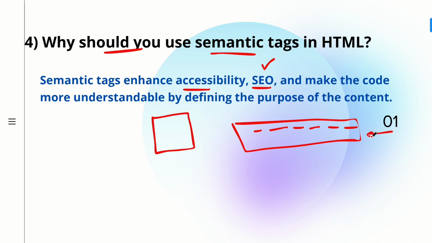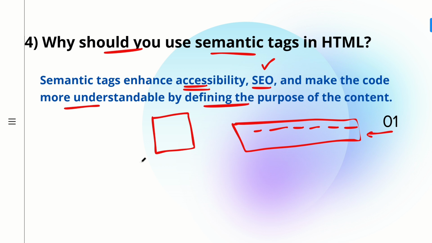So whenever you make use of a semantic tag, screen readers or the voiceovers can recognize and read out that this is a navigation, what is the intent of this section which you are seeing. So that is why we have to make use of semantic tags to enhance the accessibility and also SEO and make the code more understandable, which will be understandable to the new developer, by defining the purpose of content.